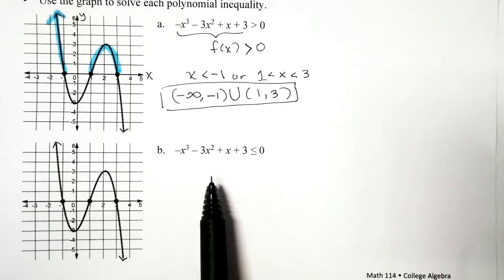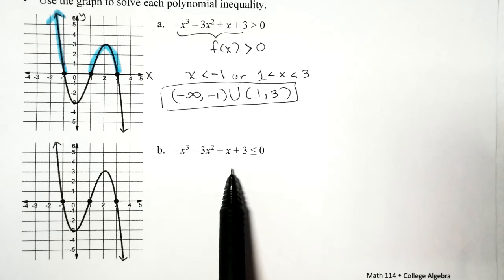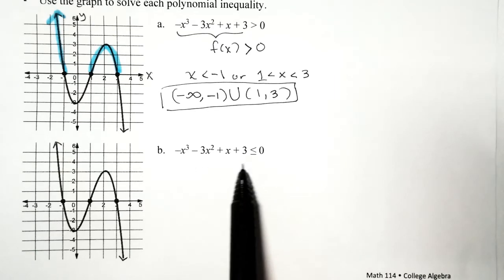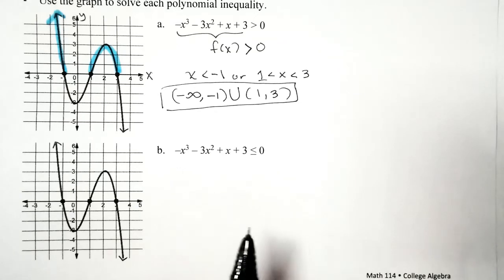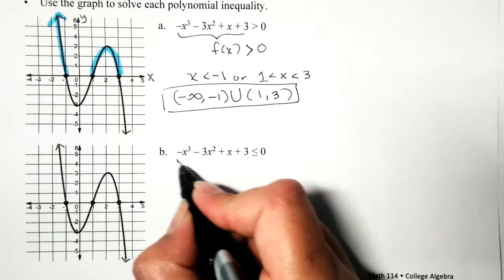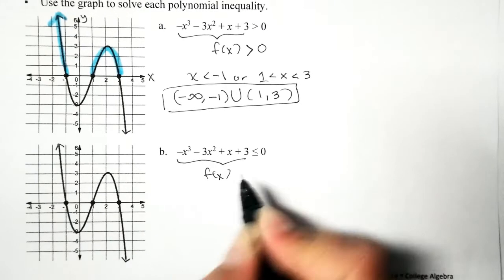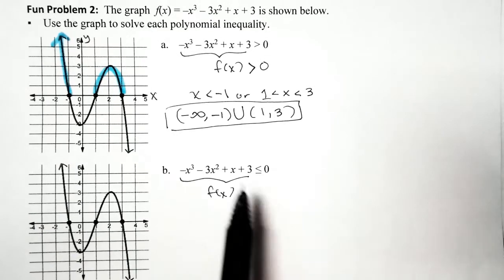Okay, let's keep going. So we have this polynomial, and I want to know where this polynomial is less than or equal to 0. Should we solve it by using test intervals? No. Lucky for us, they told us to use this graph, and this graph is the graph of f of x equals -x cubed minus 3x squared plus x plus 3.